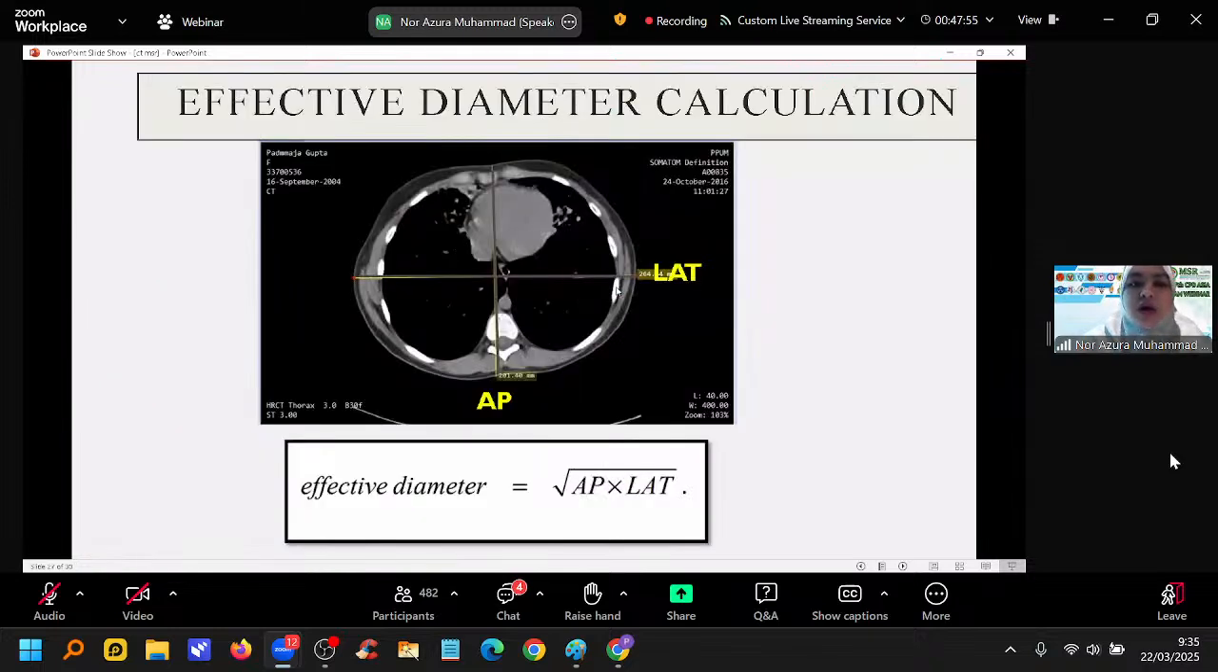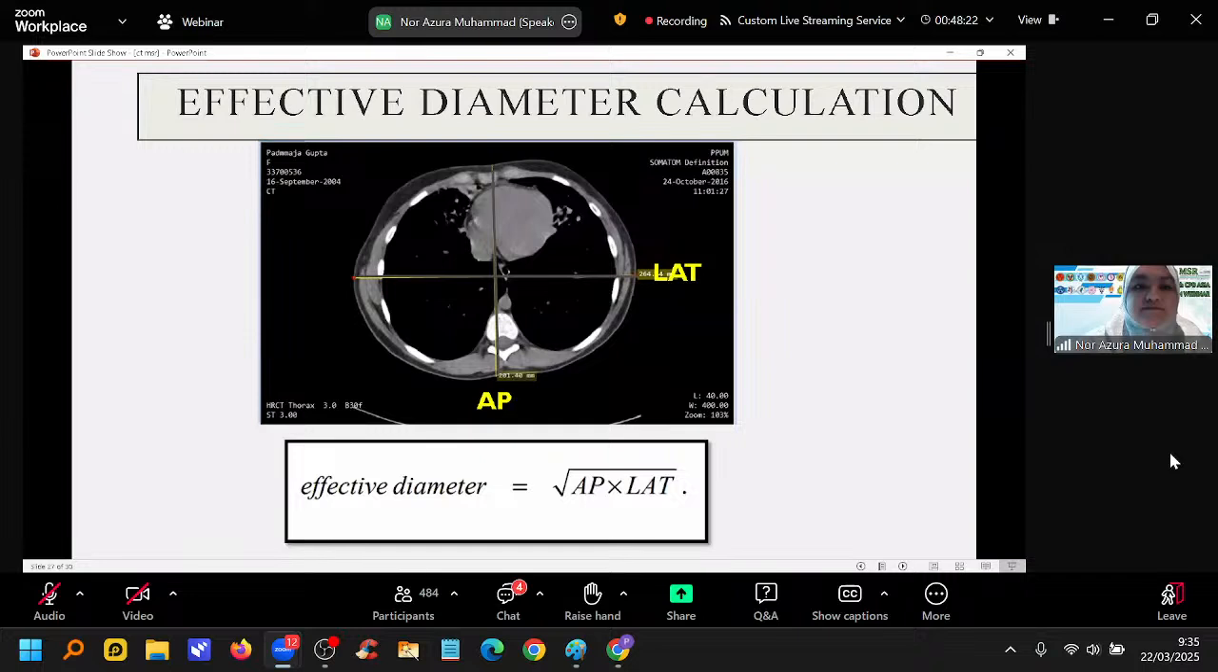So SSDE is famous nowadays among researchers because this value is an adjusted radiation dose estimate in CT scan and also offers more accurate dose assessment than CTDI volume, which is especially important in dose optimization and also for patient protection.